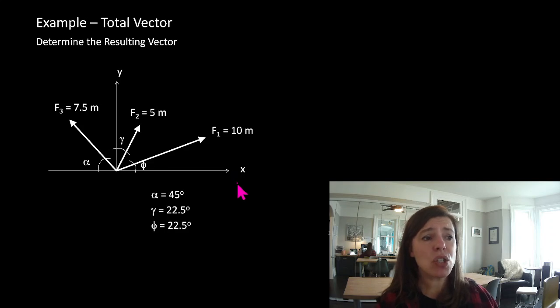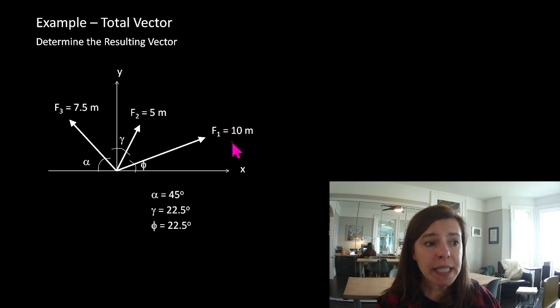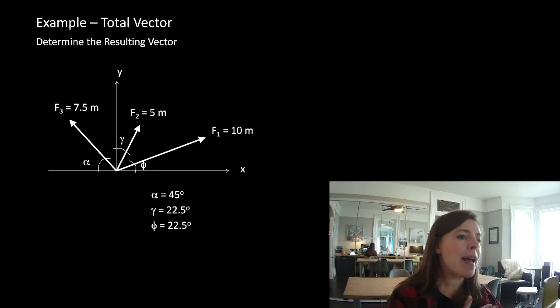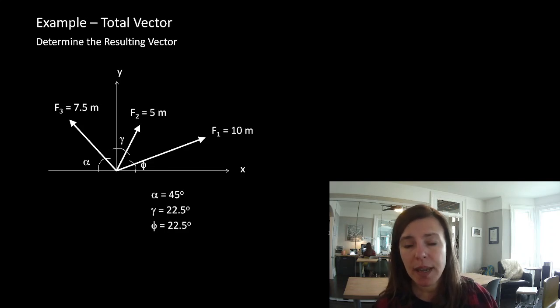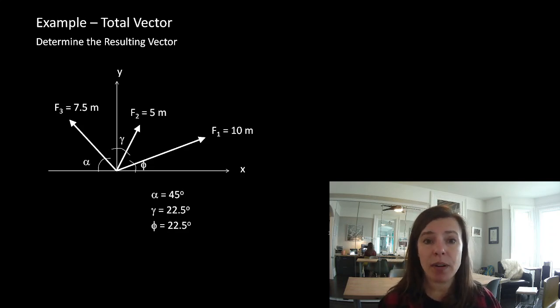Okay, let's do the same thing, but let's do it mathematically, okay? And none of these are on a principal axis, so adding them up, we cannot use Pythagorean's theorem, and we cannot use our sine, cosine, tangent rules. So what we need to do is break each one of these up into their x and y components, add up all the x components, add up all the y components, and then use Pythagorean's theorem to find the resulting vector.